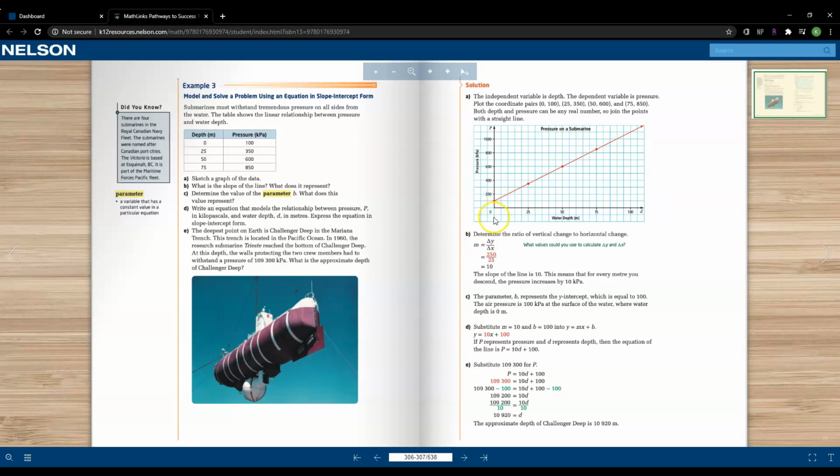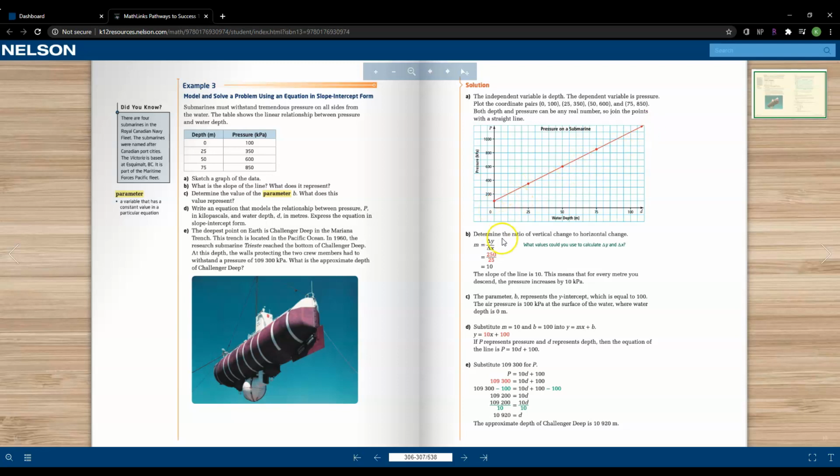Anyways, to plot the graph, there's not much to it. You're just going to use these as x and y coordinates. So when water depth is 0, pressure is 100, right? And again, this is going to be the b value, because x is 0 at this point, and when x is 0, y is 100. So that's our b value when we do the equation later on. So plot the other 3 or 4 points, and then you can connect the line.